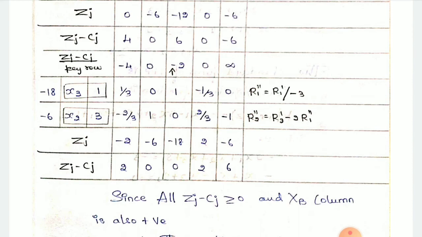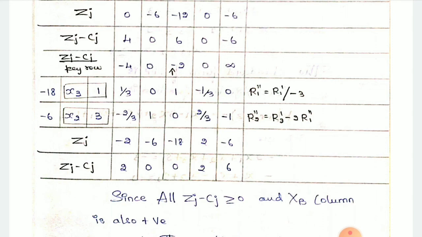Now we have to calculate the Zj value. Minus 18 into 1 by 3 is minus 6. Minus 6 into minus 2 by 3 is plus 4. So minus 6 plus 4 is minus 2. The next thing is minus 18 into 0 plus minus 6 into 1, so minus 6. Minus 18 into 1, so minus 18. So the next thing is 6 minus 4, so 2. Next thing is plus 6. So this is also plus 6, because minus 6 into minus 1 is plus 6.